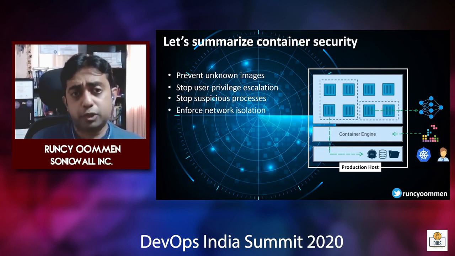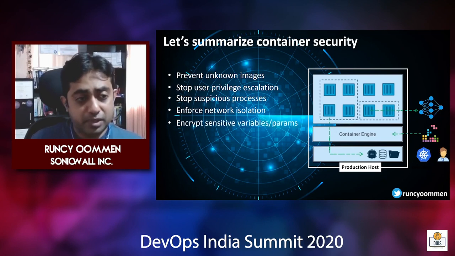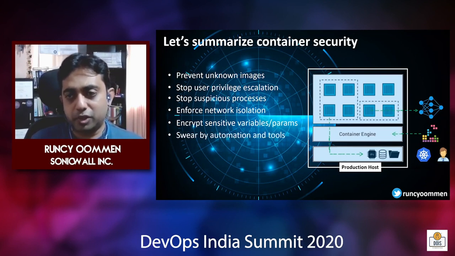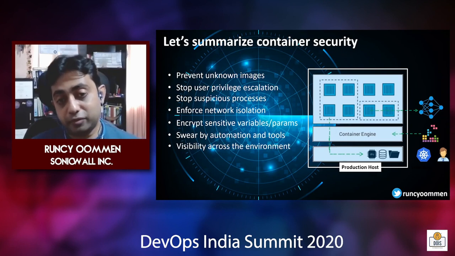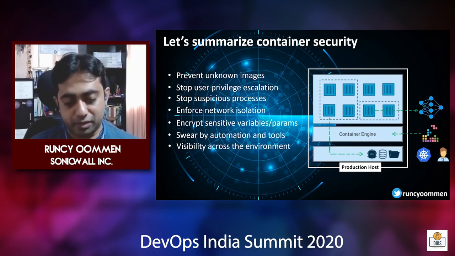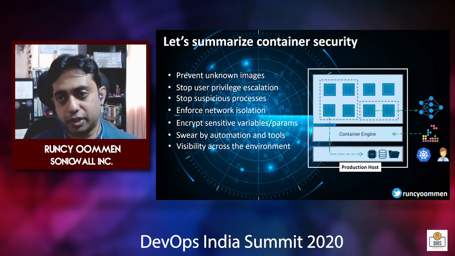You enforce network isolation to do this, right? So you segment the VPC, and you encrypt the sensitive variables and parameters. This is achieved by making sure that the parameters are stored in the right manner. And you share by automation and tools, because it is humanly impossible to do this sort of thing. And last but not least, visibility, right? You can have multiple environments that exist, whether dev, QA, production or simulation and all the other things.